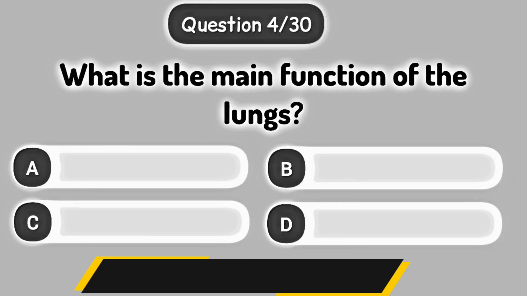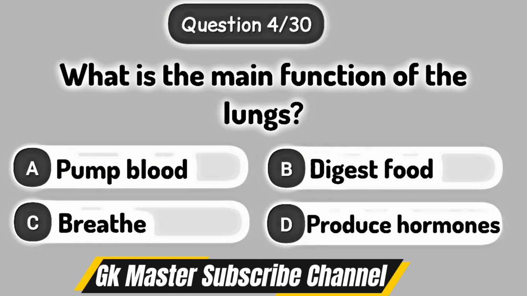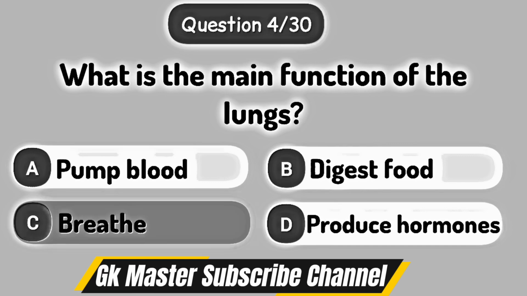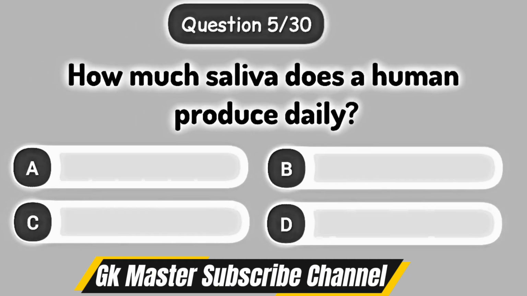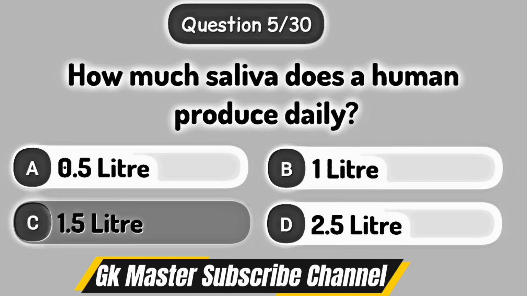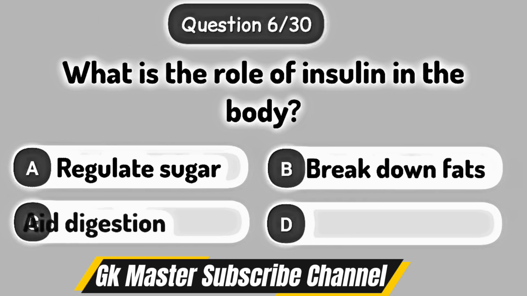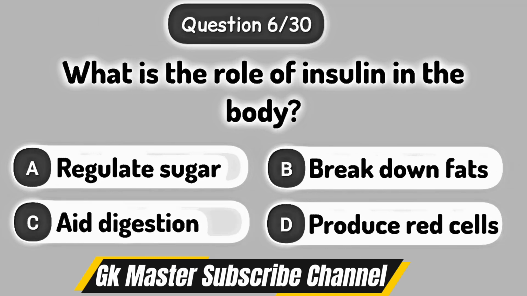What is the main function of the lungs? Breathe. How much saliva does a human produce daily? 1.5 liters. What is the role of insulin in the body? Regulate sugar.